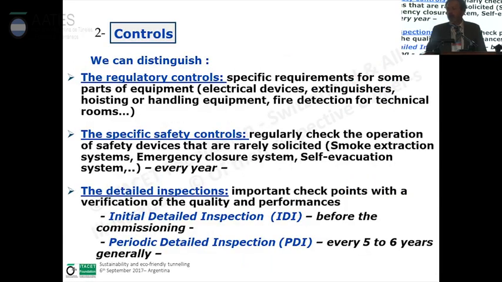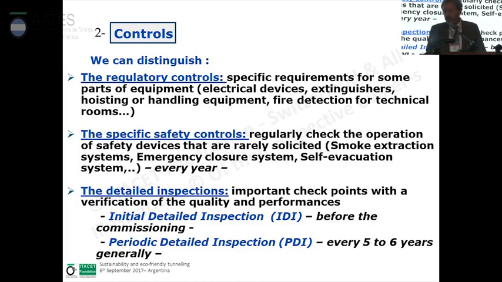Okay, and I come to the control. When you have inspection, you can have different controls. We can distinguish what we call the regulatory controls. You have many things that need to be controlled, for example electrical devices, extinguishers. I don't know if it's the same in Argentina, but probably. If you have an extinguisher in this room, you know that every year it has to be controlled by somebody who is an expert in this question. There is a lot of equipment that needs regulatory control.